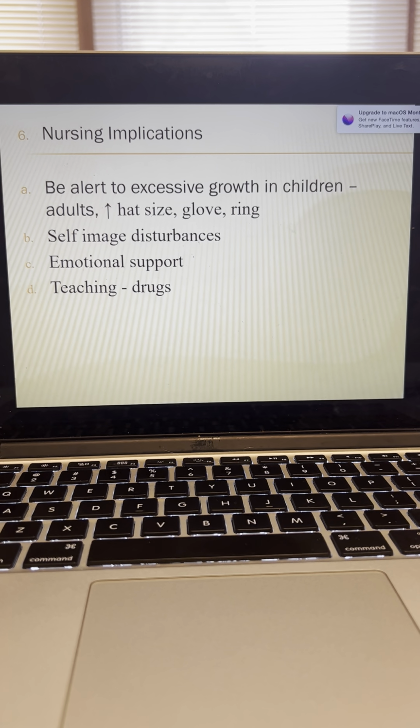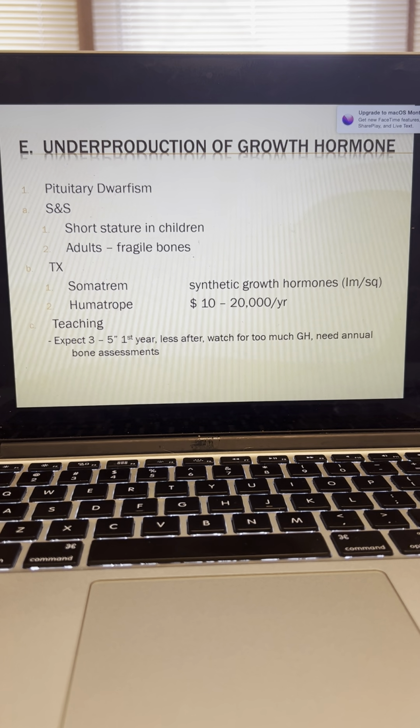Okie doke. Underproduction of growth hormone. This is called pituitary dwarfism. The signs and symptoms are short stature in children. In adults, there are really no changes except there may be some fragility to bone. So you might have some type of compression fracture or something like that might occur.